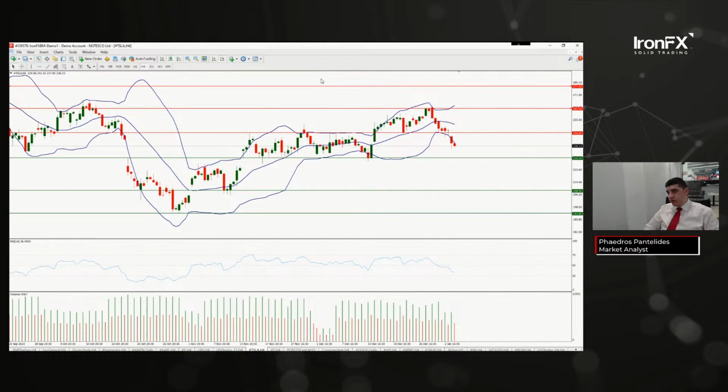Bullish outlook, breaking above 246.85 would be sufficient enough, in my opinion, for a bullish outlook to emerge.